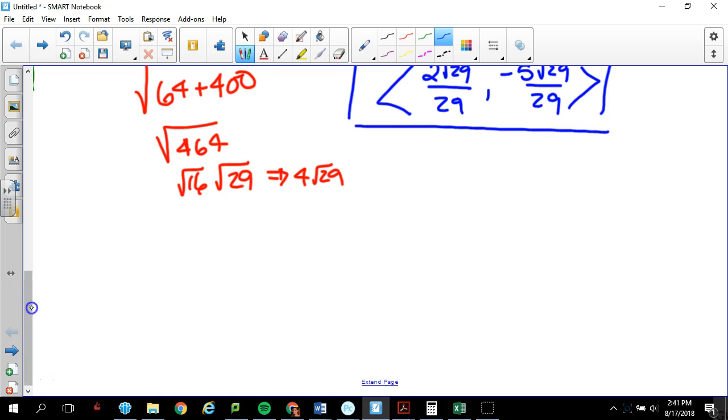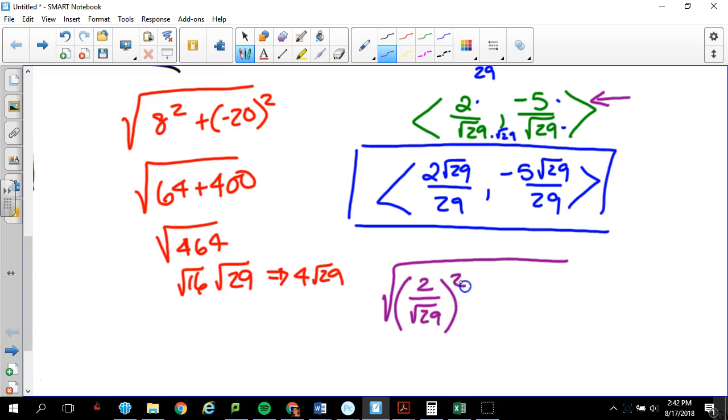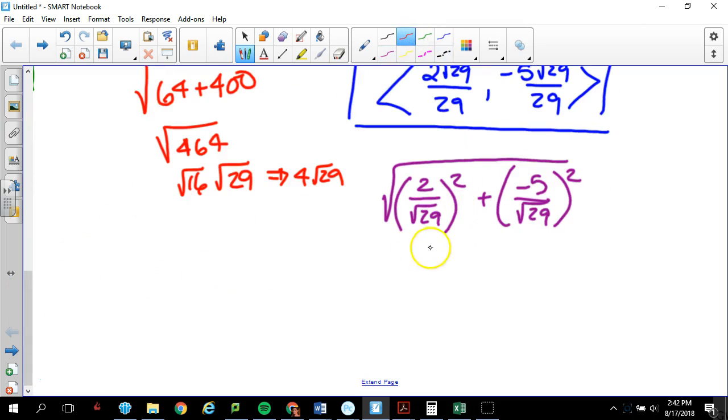Let me check it. I'm going to put it into the Pythagorean theorem, or the magnitude formula, not the unit vector formula. I'm going to use these numbers though because these are easier to put into that than this. So that means I'm going to have 2 over square root 29 squared plus negative 5 over square root 29 squared. So 2 squared is 4, square root 29 squared is 29, negative 5 squared is 25, square root 29 squared is 29.